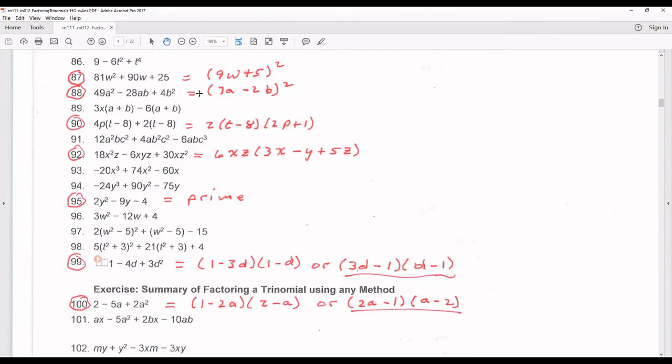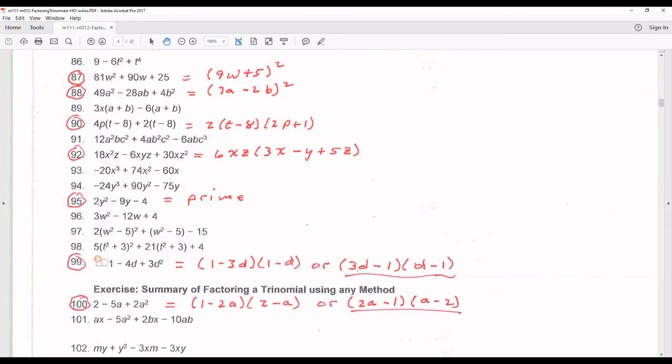Number 87. A perfect square on the front, perfect square on the back. Both of them are pluses. We can test the middle. 9 times 2 is 18 times 5 is 90. So 9w plus 5 quantity squared. Perfect square on the front, perfect square on the back. A minus here, so both would be minuses, and it factors into the 7a minus 2b quantity squared.